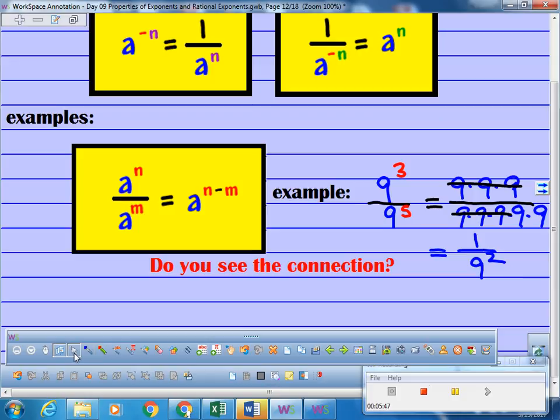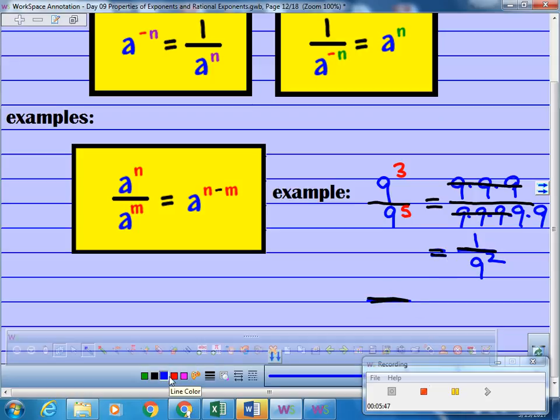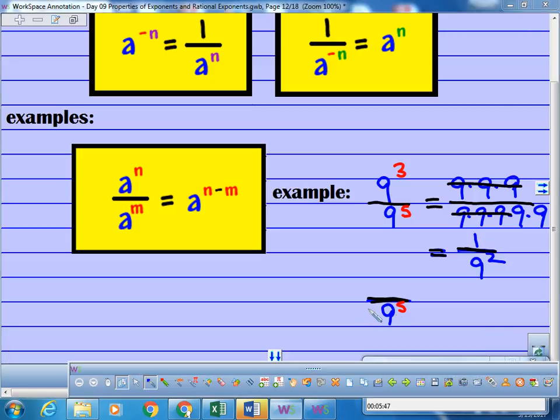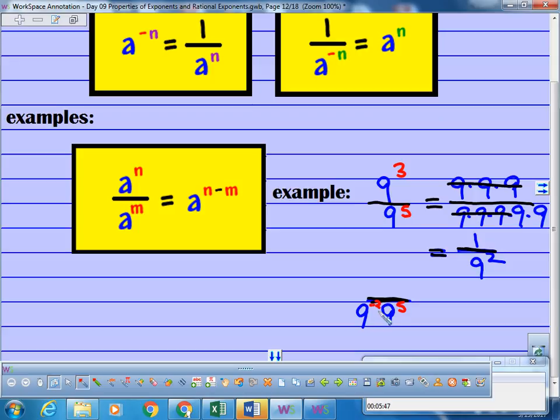Or what I could have done, I need you guys to stop talking over me. It's really irritating me. What I could have done here instead is I could have used this rule over here. I could use these two rules. I know I had such pretty colors going, and now I don't, and it's irritating me. So I could have said to myself, well, I've got 9 to the 5 in the denominator, and I've got a 9 to the 3 in the numerator. Couldn't I put the 9 to the 3 in the denominator? And it becomes a negative 3, right? And then what do I have in the numerator? I have nothing, right? So I just have a 1.